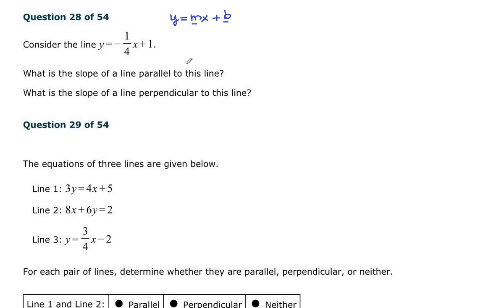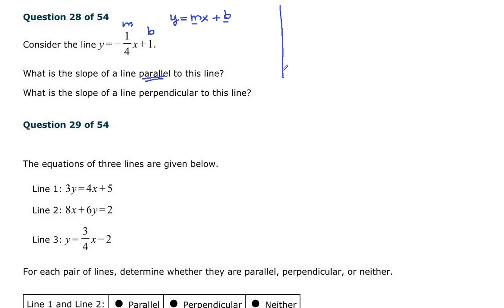And the second line is usually going to be parallel or perpendicular to the first line. So here we've got a line y equals negative 1/4 x plus b. So our m here is negative 1/4, that's our slope, and our b is the y-intercept of 1. And we want to know what would be the slope of a line parallel to this line.